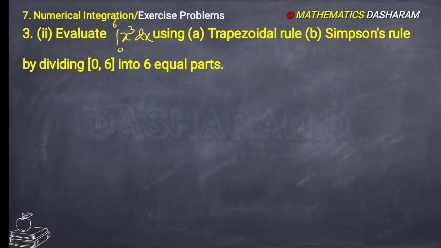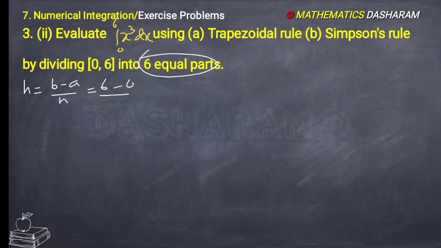Second question: evaluate the integration from 0 to 6 of x cube dx using the trapezoidal rule and Simpson rule, by dividing 0 to 6 into 6 equal parts. First we need to find the length of a subinterval, h equals b minus a divided by n. So b means 6 and a means 0, divided by n, so here 6 equal parts, so the n value is 6. So it is equal to 1.